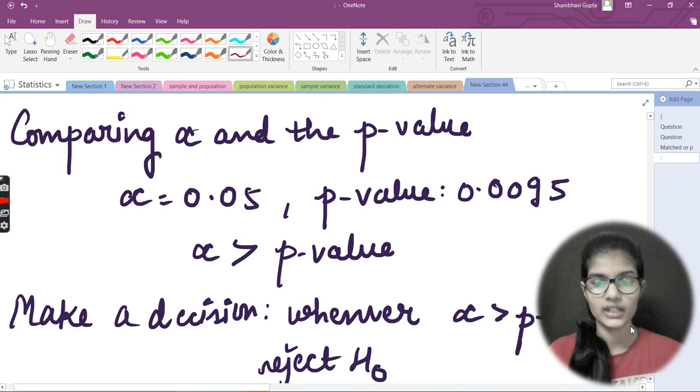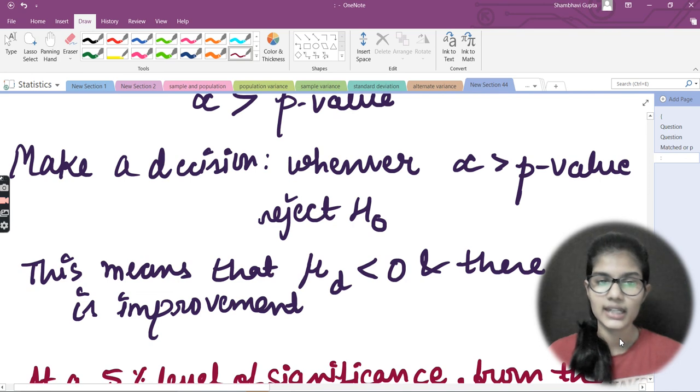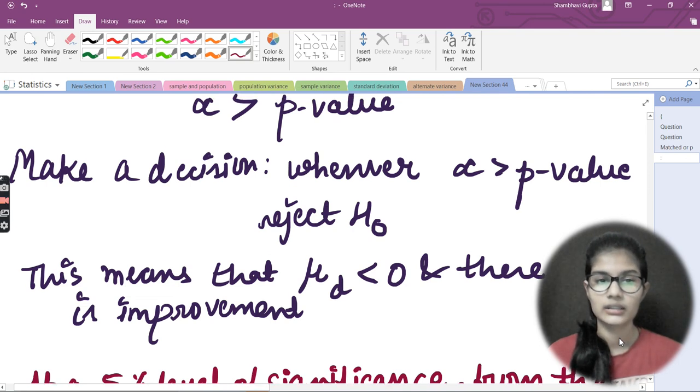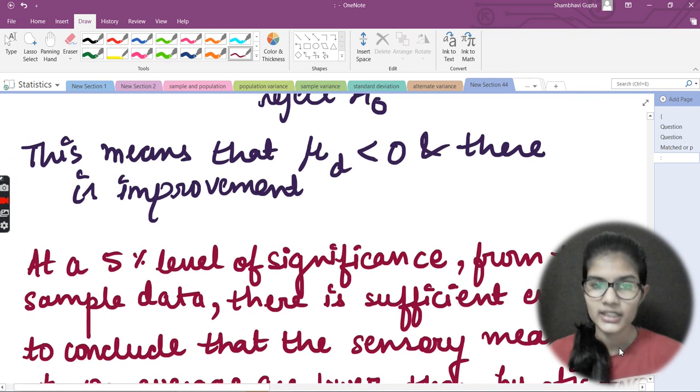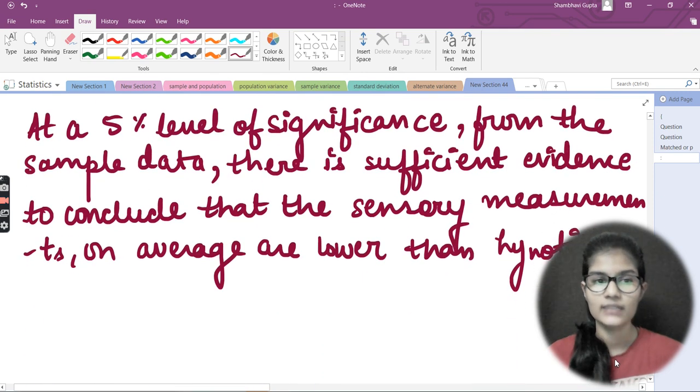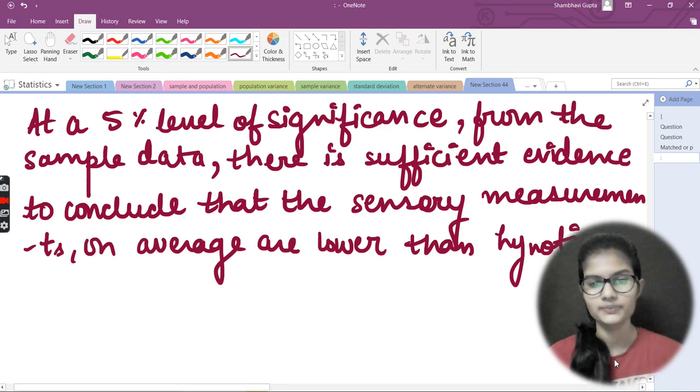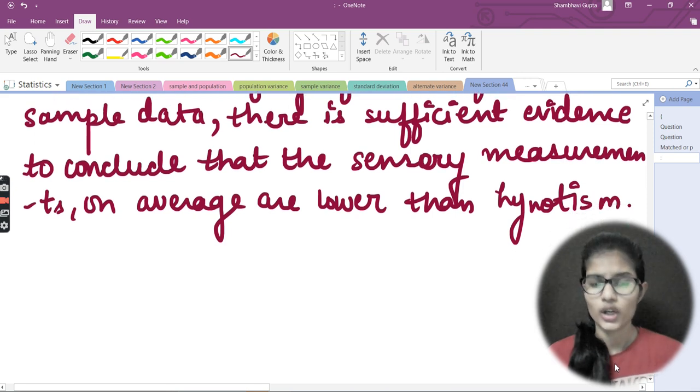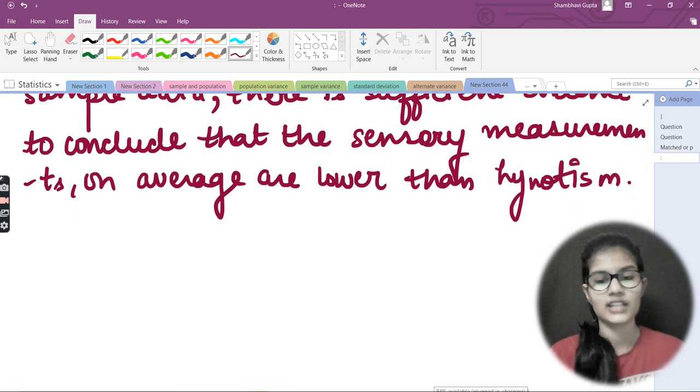Then we compared alpha and the p-value. As soon as we compared them, we found that the value for alpha is greater than the p-value. So we were able to make a clear decision that whenever the value for alpha is greater than the p-value, we reject the H naught. So it means that mu d would be less than 0, and there is improvement. So I could make a final conclusion that at a 5% level of significance from the sample data, there is sufficient evidence to conclude that the sensory measurements on average are lower than hypnotism. So hypnotism appears to be effective in reducing the pain.